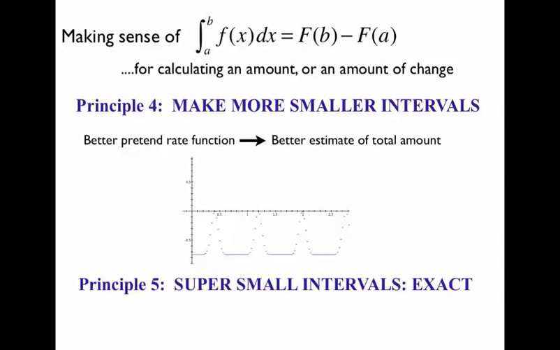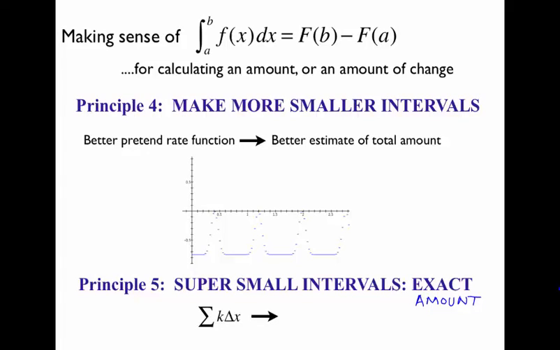So principle 5. All right, let's just keep going. Make them super small intervals. That will give us an exact amount, or exact amount of change. Okay, and how are we calculating that amount of change? We are doing the sum of k delta x.